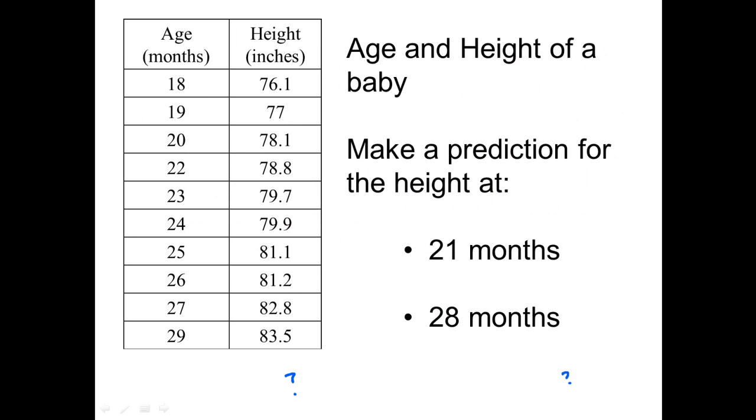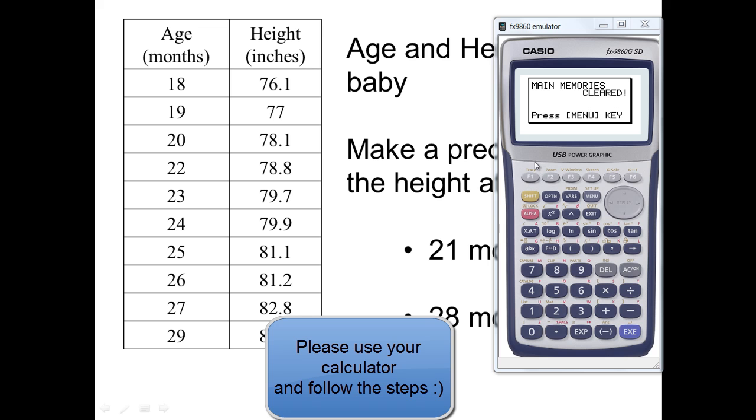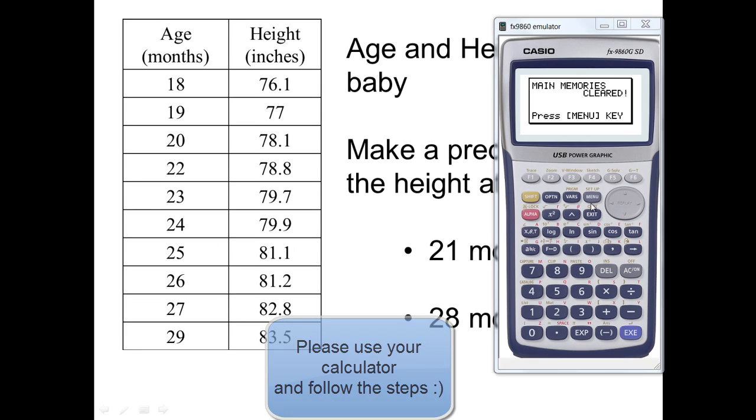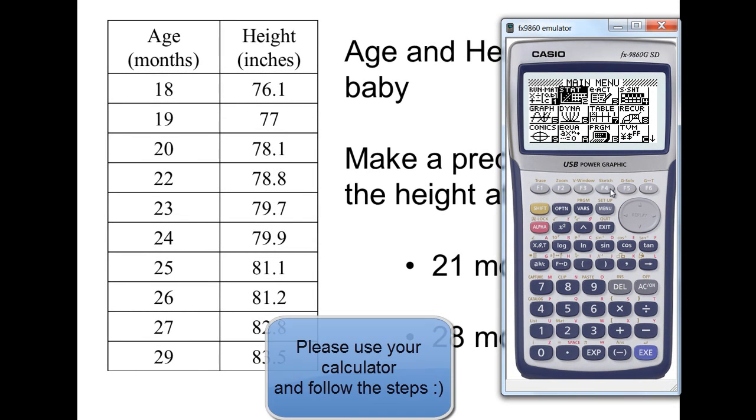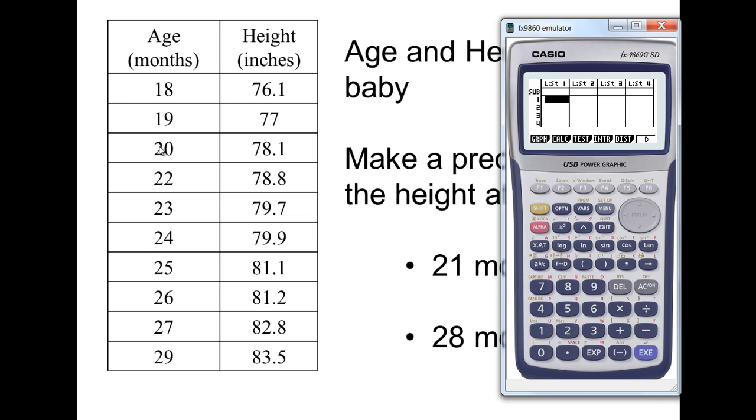Okay, next we are going to solve the same problem, but this time we are going to use our calculator. Remember that we have to clear first the memory of our calculator. So from our main menu, you have to highlight STAT, and under list 1 you are going to put in all the data of the age of the baby.